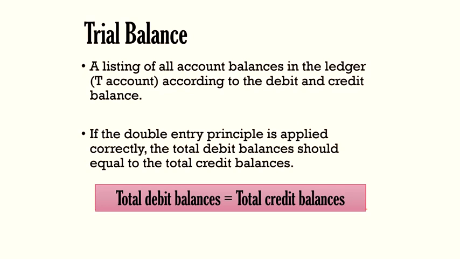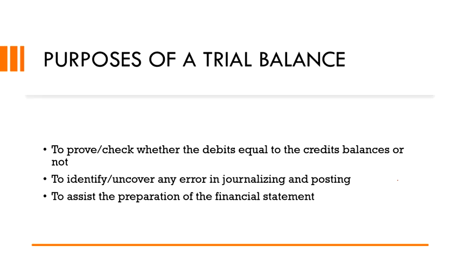So next, okay, trial balance, a listing of all accounts balances in the ledger according to the debit and credit balance. Okay lah, trial balance. Okay, so if the double entry principle is applied correctly, the total debit balances should equal the total credit balance. Ni dia punya rules. Okay, so why we must prepare the trial balance? Okay, first, to check whether the debit is equal to the credit. Okay, ni first purpose kenapa kita buat trial balance.